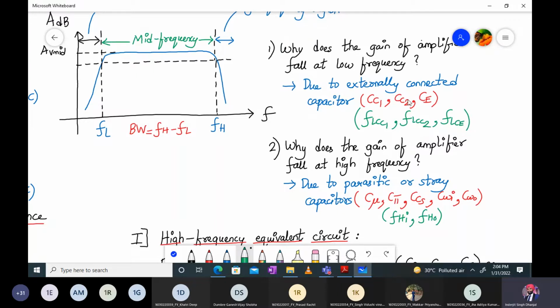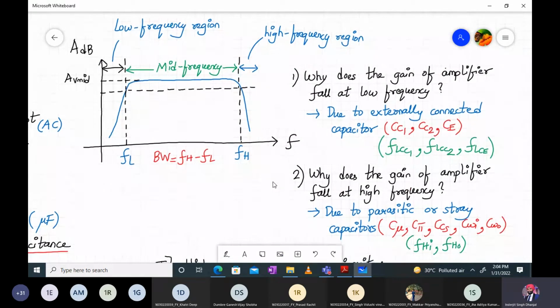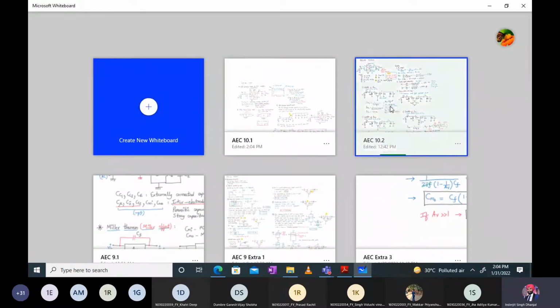And these connected capacitors were the culprit for falling of gain at low frequency, and over here the parasitic capacitances are the culprit for falling of gain at a higher frequency. So that's the learning from this high frequency response of BJT amplifier. Okay, now let's quickly move on to numerical. So what I will do is, we have solved this numerical before.